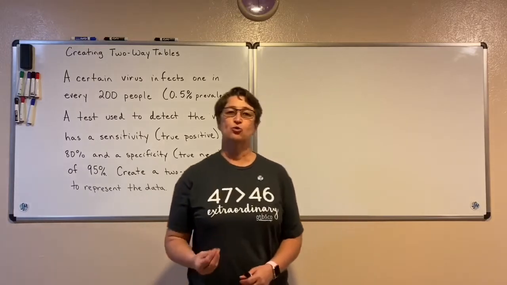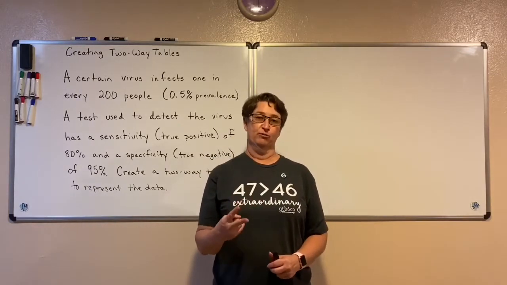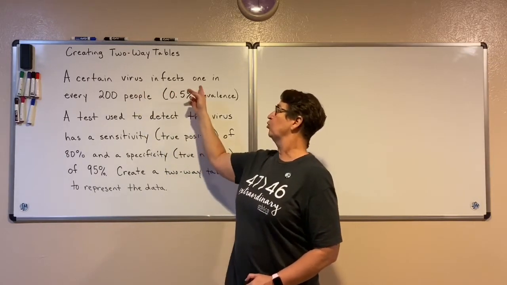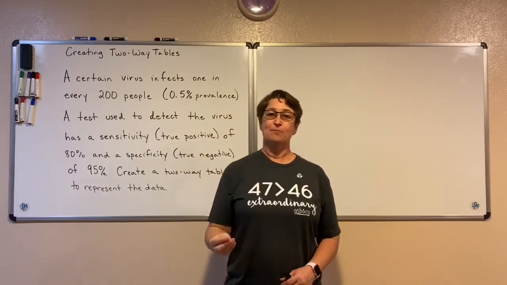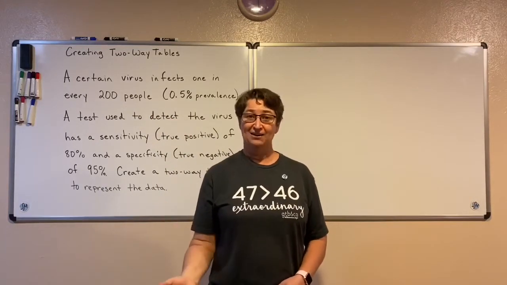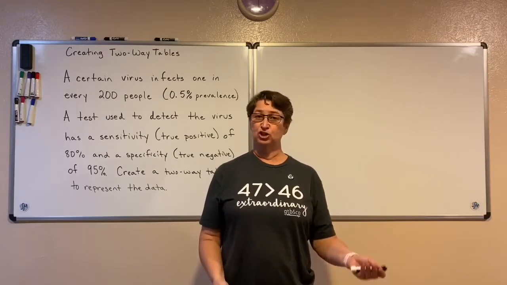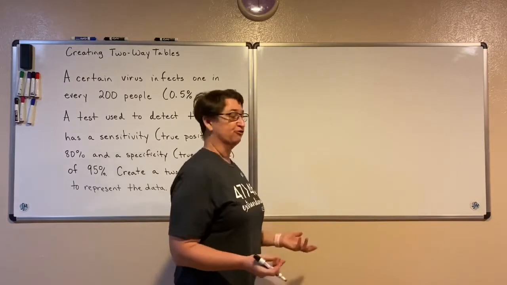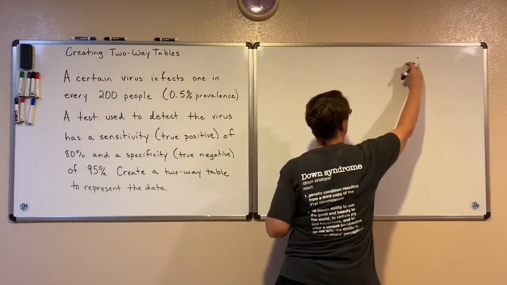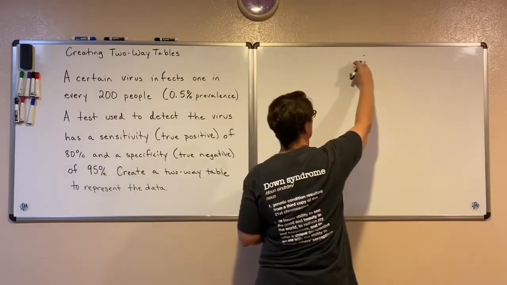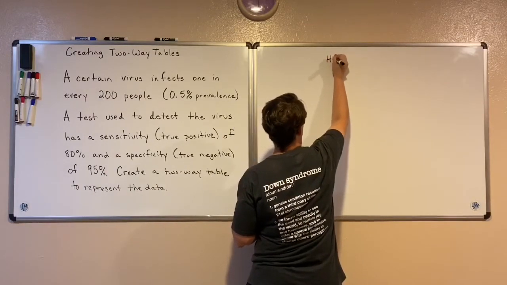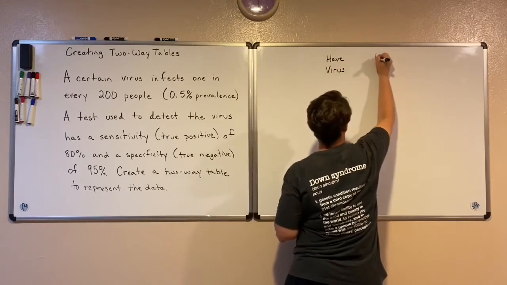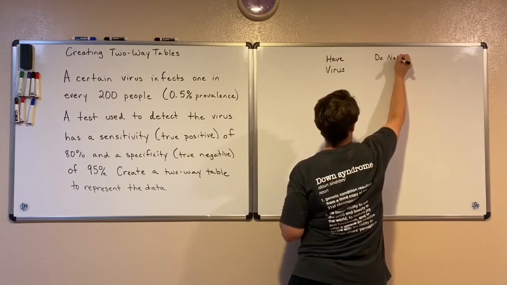So first, with the two-way table, we know that we have two variables. The first variable here, if it's prevalent in 1 out of every 200 people, means that some of the population has the disease and some of the population does not. So our first variable is, do they have the disease or not? I'm going to put the answers to that along my first row. So they have the virus or they do not have the virus.